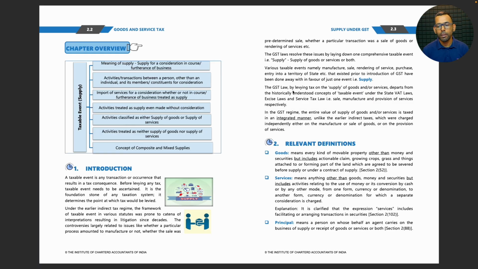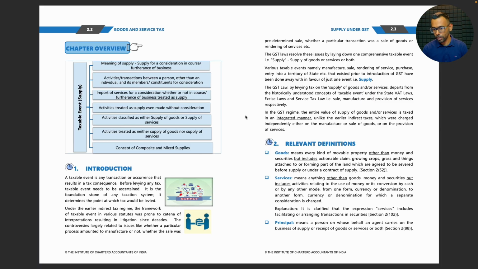The GST law, by levying tax on the supply of goods or services, departs from the historically understood concept of taxable event under the state VAT laws, excise laws, and service tax law, that is sale, manufacture, and provision of services respectively. In the GST regime, the entire value of supply of goods and or services is taxed in an integrated manner, unlike the earlier indirect taxes which were charged independently either on the manufacture or sale of goods or on the provision of services. So that was the general introduction.